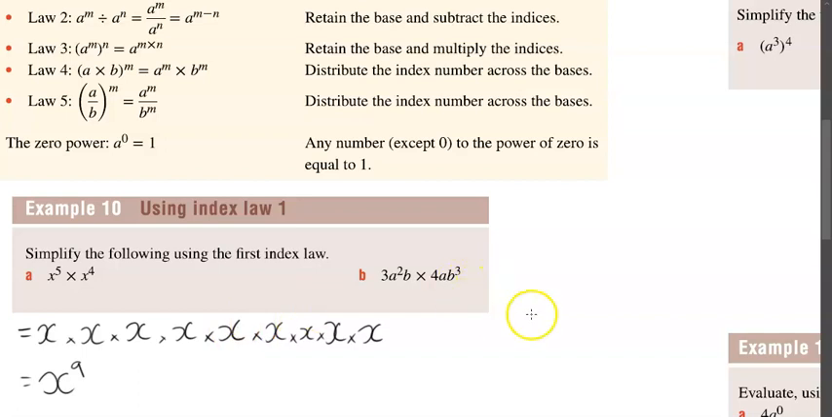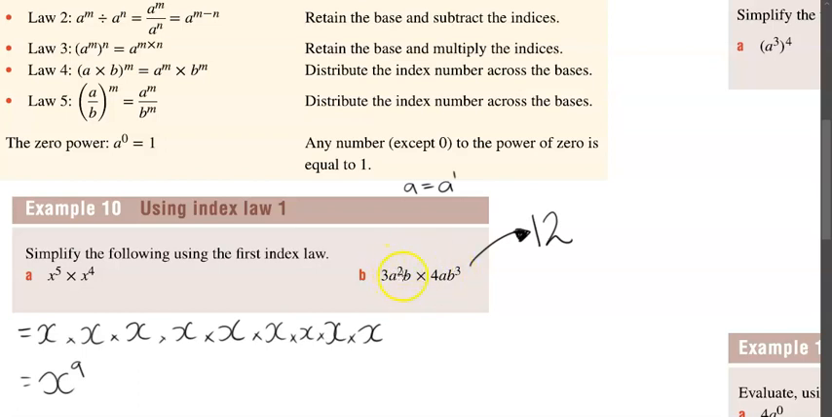Now this can also work for a bit more complicated questions like this. Just remember that this is 3 times a to the power 2 times b times 4 times a times b to the power 3. What you want to do is break this down into 3 different sections, 1 for the number and the other 2 for the letters. So 3 times 4, we know to be 12. We've got a to the power of 2 times a. Now remember that a is also just a to the power of 1. There's 1 lot of them. And so there's technically a 1 there.